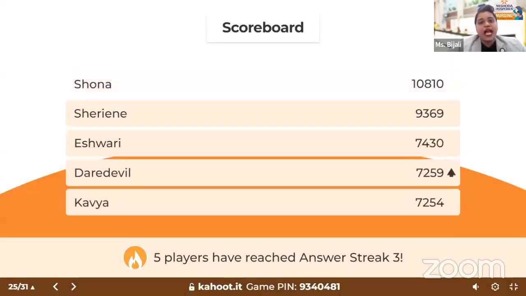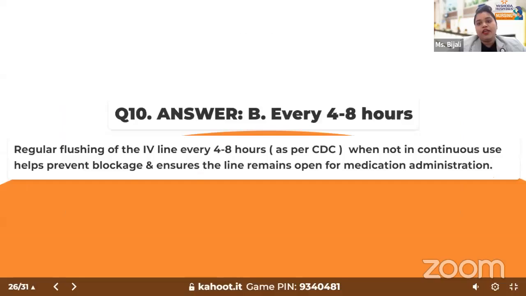So here we can see again Shona has come up. Good, Shona, keep it up, keep going. And next we can see Sherin, also doing great work. And next one is Ishwari. So here the rationale is regular flushing of the IV line every 4 to 8 hours when not in continuous use helps prevent blockage and ensures the line remains open for medication administration.